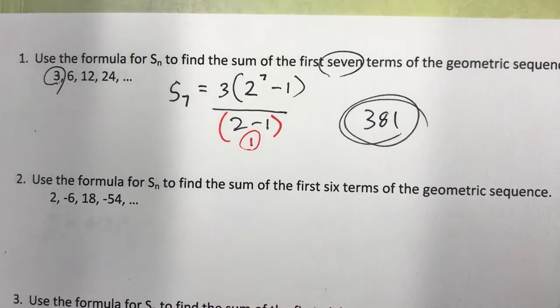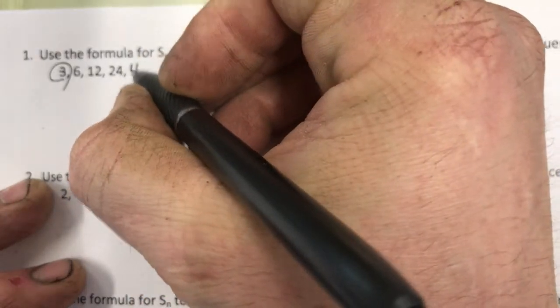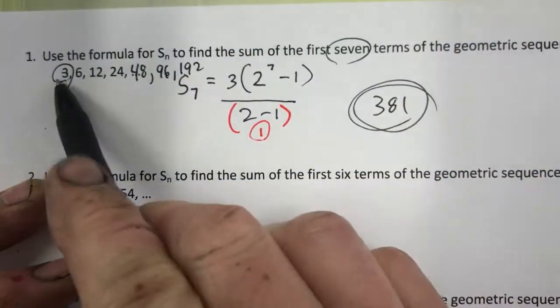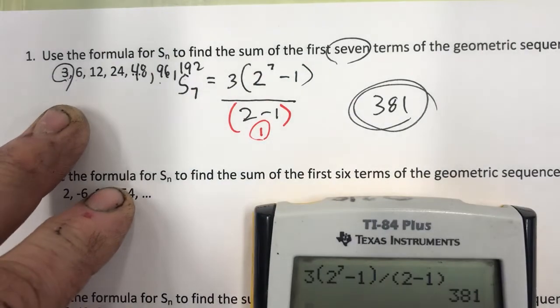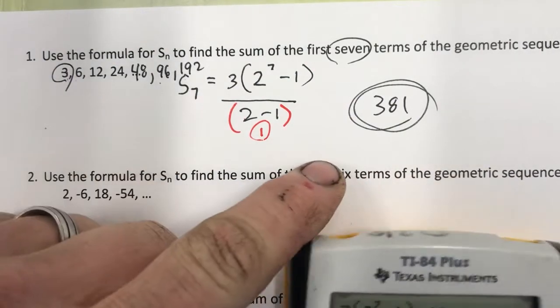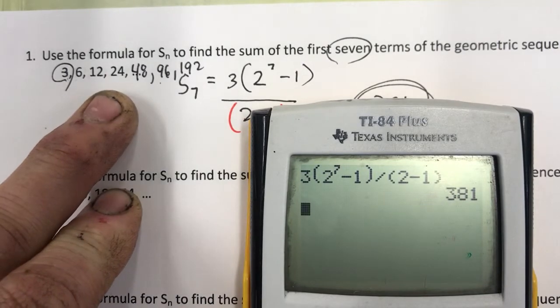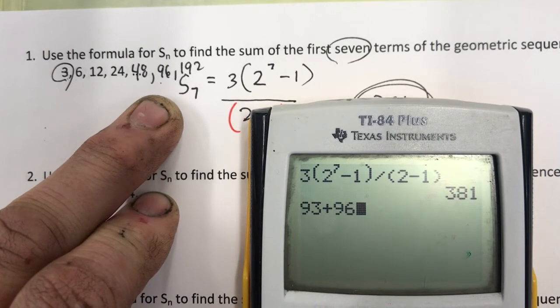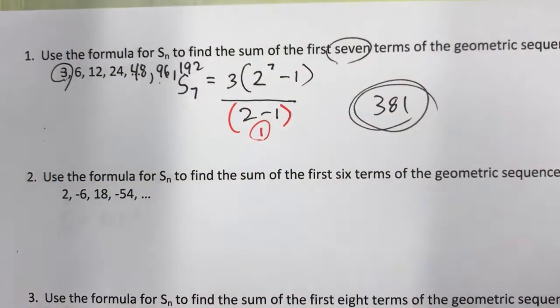Okay, now let's just check this. So here's 1, 2, 3, 4 terms. My next term would be 48. That's the 5th term. Then 96, and then 192, and I believe that's 1, 2, 3, 4, 5, 6. There's my 7 numbers. So let's add these up and see if we get 381. So 9, 21, 45, and 48, it'd be 93, plus 96, plus 192, and I got 381. Yeah, we did. So we're in good shape.